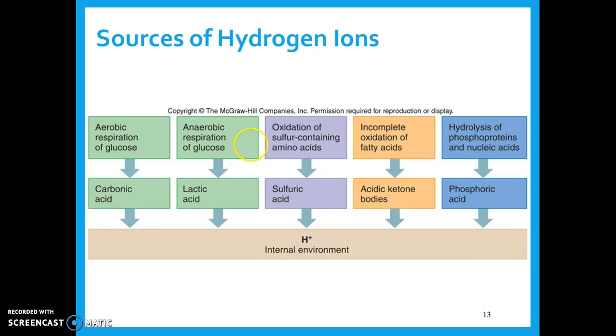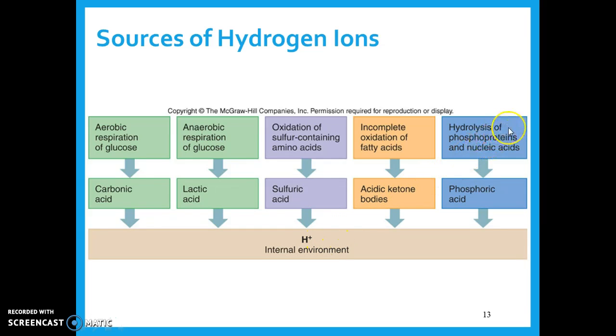All right, a few more real quick. Oxidation of sulfur-containing amino acids. So remember, amino acids are the building blocks of proteins. Some of them have sulfur, and when we break those down, it releases sulfuric acid, and acids release hydrogen ions. Incomplete oxidation of fatty acids. So when we break down fatty acids, and we don't break them all the way down, we release these substances called acidic ketone bodies. We'll look at that a little bit later, but acidic ketone bodies, where we break down fatty acids, they're acidic, so they are going to increase the hydrogen ion concentration. So it's going to make our body more acidic.